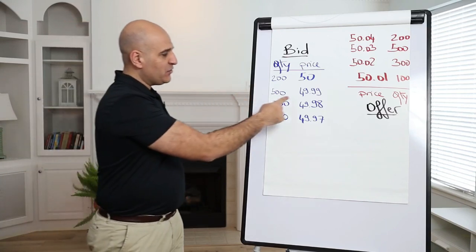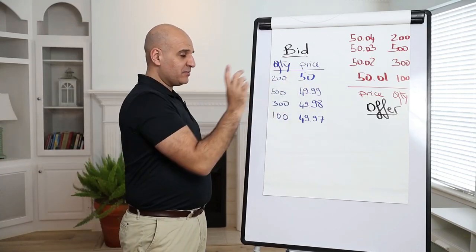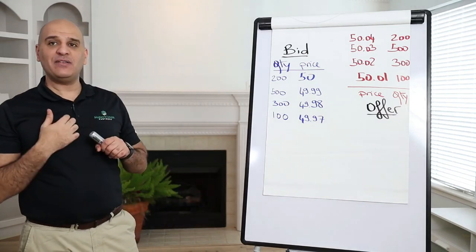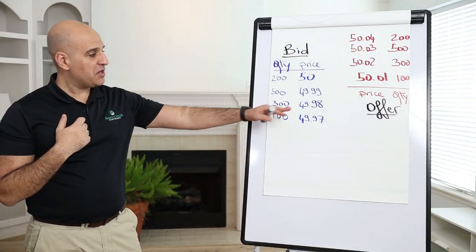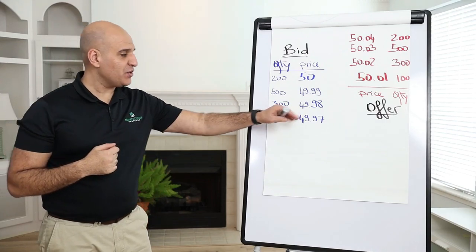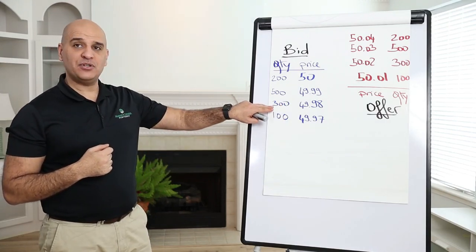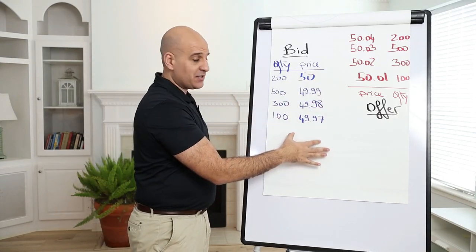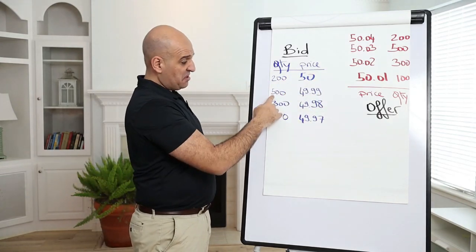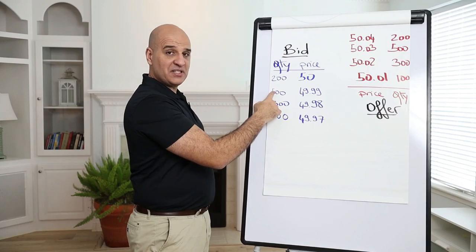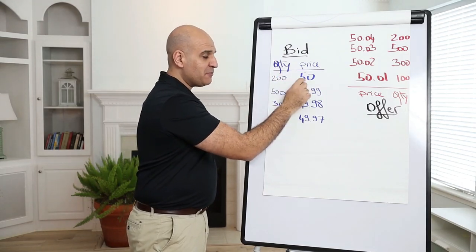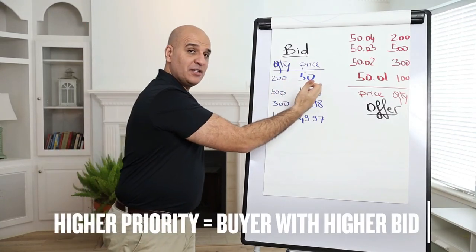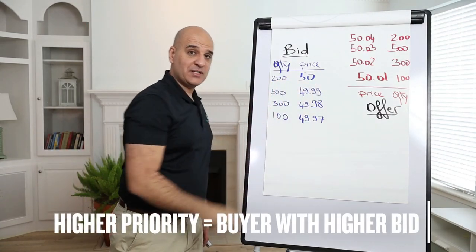Somebody else is willing to buy not at the $50 price, a little bit lower at $49.99, but they're willing to buy 500 shares. And then a third person is willing to buy at $49.98, 300 shares. Notice that it's very important, this is sorted by price, not by quantity. In this case here, it could be 100, it could be 600, it doesn't matter. This person here has a higher priority because they're willing to buy at a higher price.